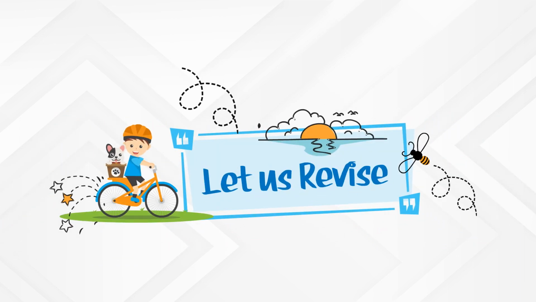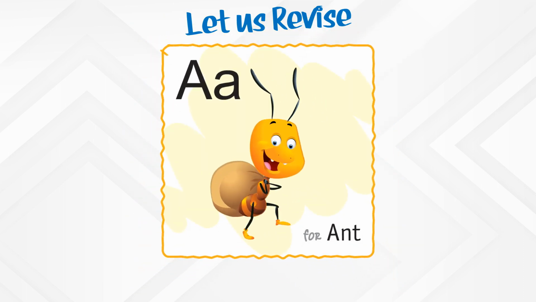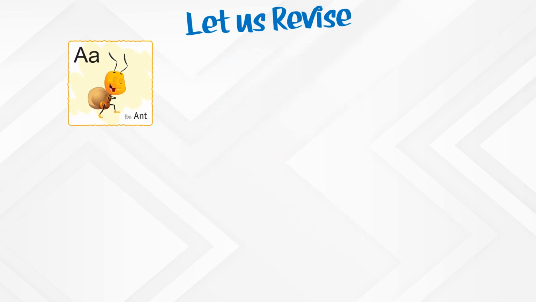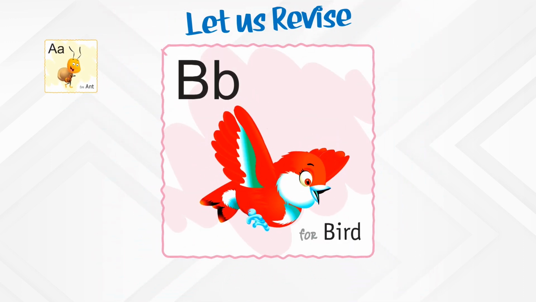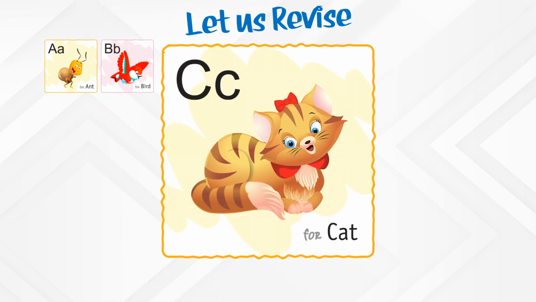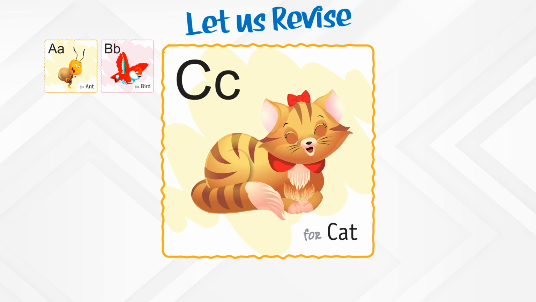Let us revise. Capital A, small a. A for ant. Capital B, small b. B for bird. Capital C, small c. C for cat.